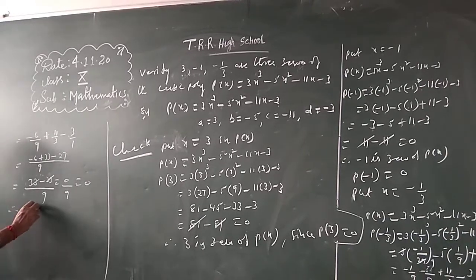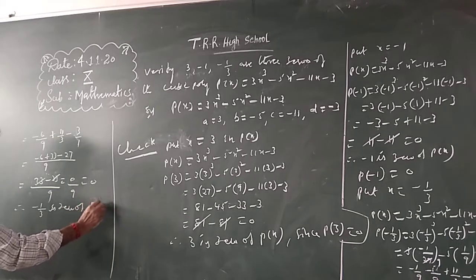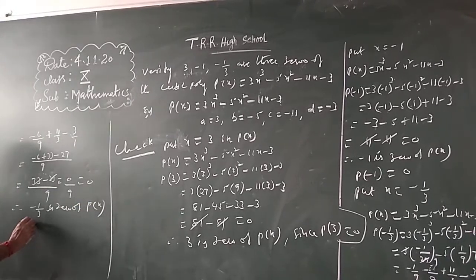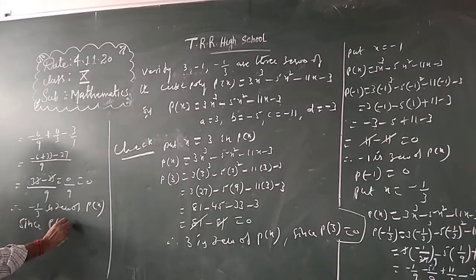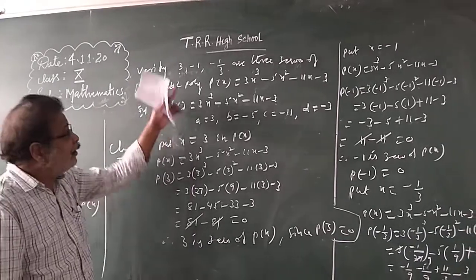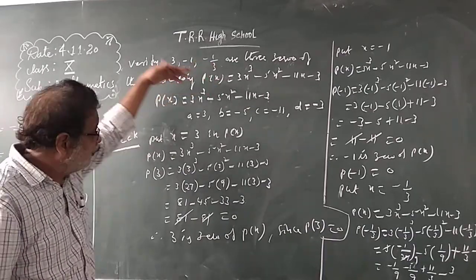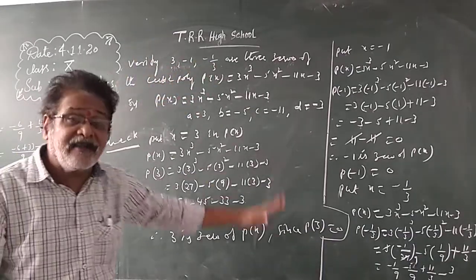X is equal to minus 1 by 3: minus 1 by 3 is a zero of P of x. Why? Since P of minus 1 by 3 equals 0. So we have verified that when you substitute x is equal to 3, x equal to minus 1, and x equal to minus 1 by 3 in the given polynomial, we got the result 0.